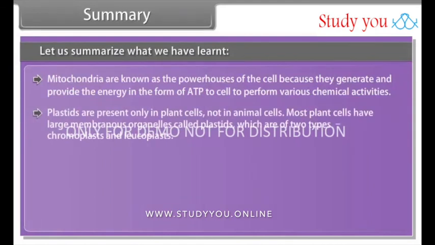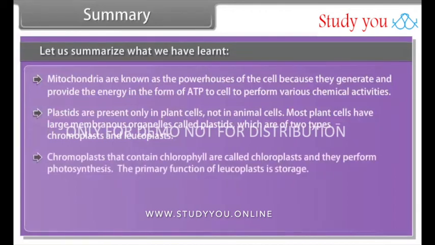Plastids are present only in plant cells, not in animal cells. Most plant cells have large membranous organelles called plastids, which are of two types: chromoplasts and leucoplasts. Chromoplasts that contain chlorophyll are called chloroplasts, and they perform photosynthesis. The primary function of leucoplasts is storage.